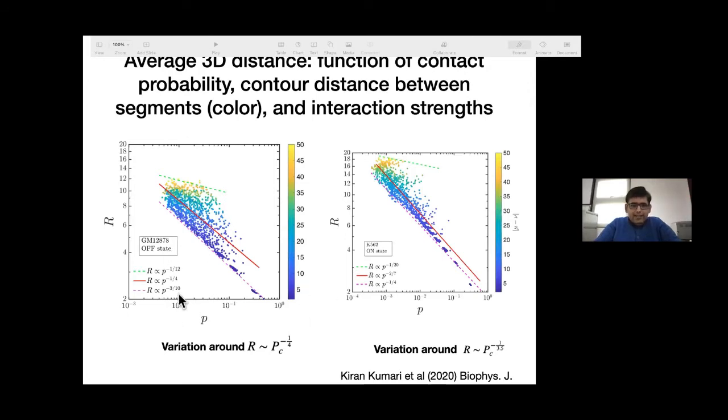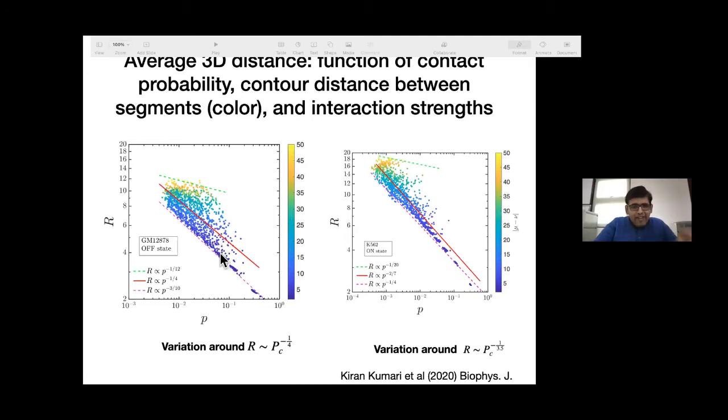So what is on the x-axis is the contact probability, that is the input. And for a given contact probability, what is the 3D distance? That's the question: the average 3D distance. The y-axis is the mean average 3D distance. So for example, if you take contact probability 10 to the power minus 1, what you see is that there are many different average distances possible. It is not just one average 3D distance. There is a spread in this data.